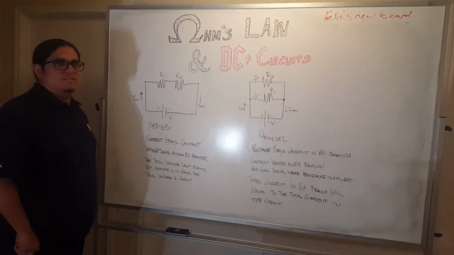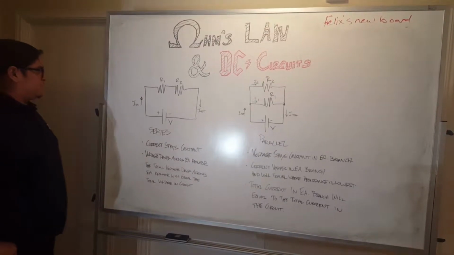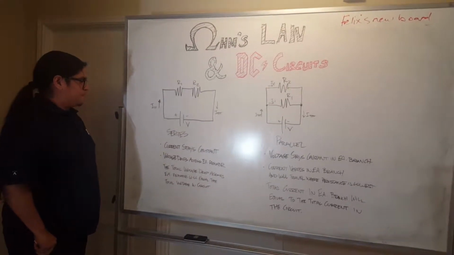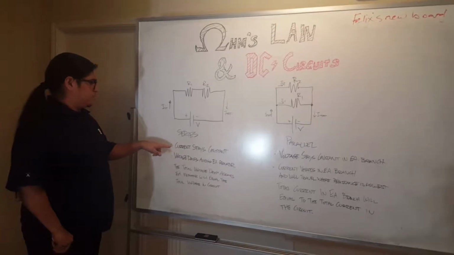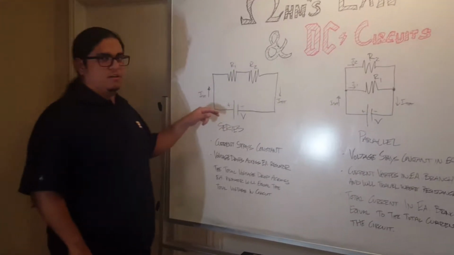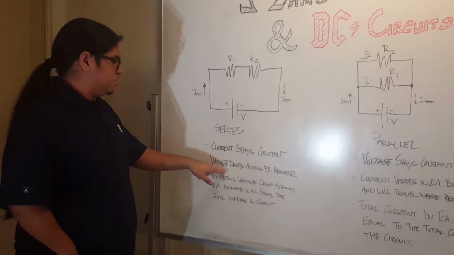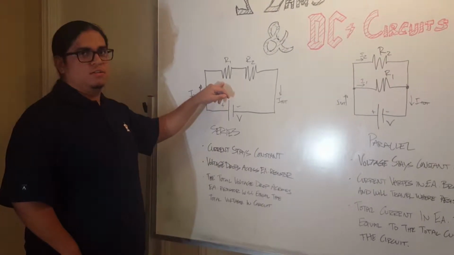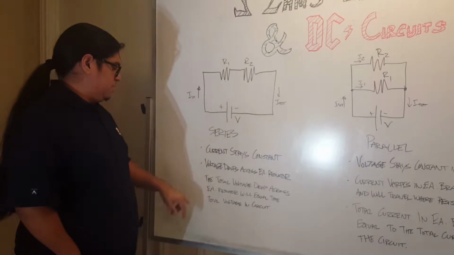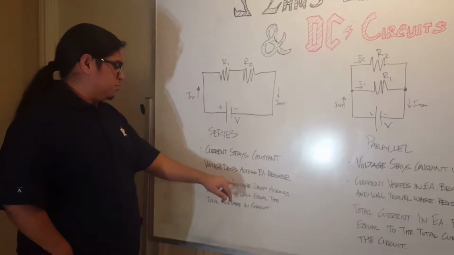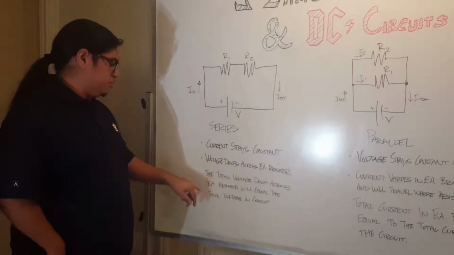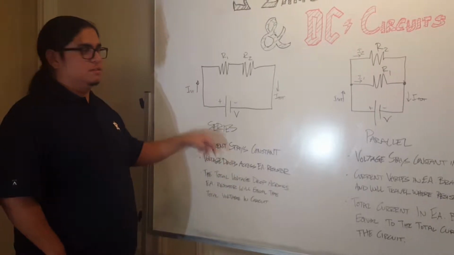Now we'll be discussing DC circuits. In a series circuit, the current will stay constant across the entire circuit, and the voltage will drop across each resistor. And as well, the total of the voltages across each resistor will equal the total voltage in the entire circuit.